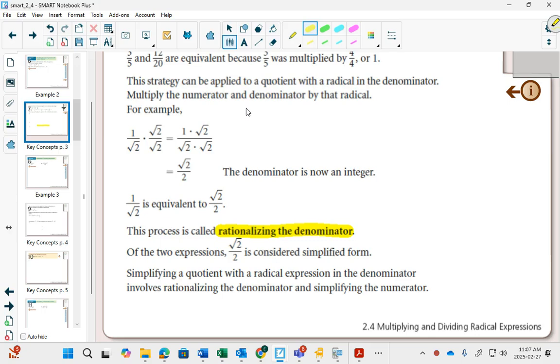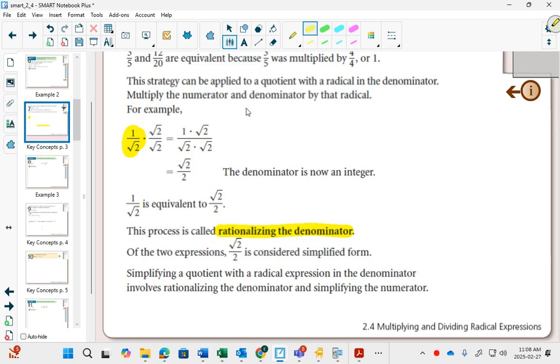You know that the denominator is the bottom part of your fraction. And what we want is for the denominator to be a rational number. So think about your number systems. Rational numbers are like whole numbers, fractions. Irrational numbers are square roots. So sometimes you're going to get something like this, where you have an irrational number in your denominator. That's not allowed.